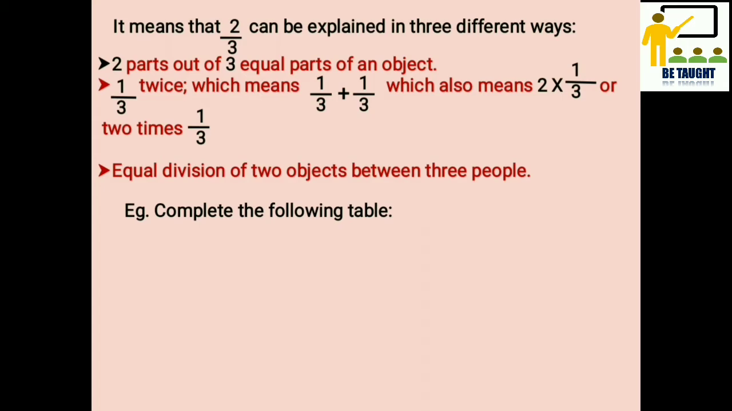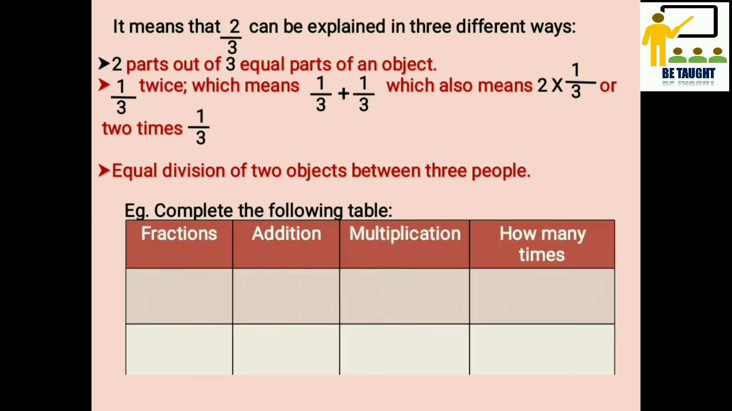Let us see a few more examples. Complete the following table. The fraction is given to us: 2 upon 5. Now we have to do addition, then multiplication of the same fraction, and we also have to find out how many times it goes into that number. So we start the addition first. 2 upon 5 can be written as 1 upon 5 plus 1 upon 5. In multiplication we can write it as 1 upon 5 into 2. How many times? It will be 2 times 1 upon 5.